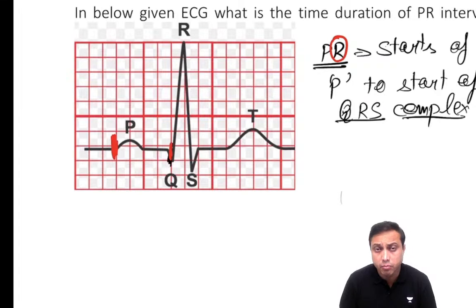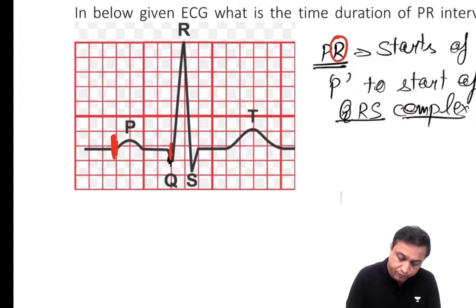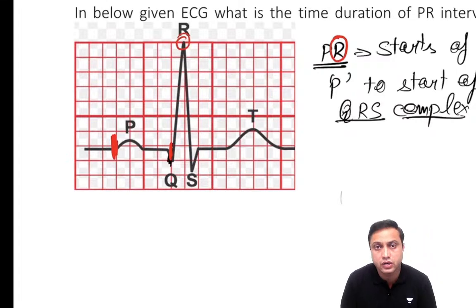See, basic literature says that when the ECG was discovered, the amplitude of the R wave was on a higher side, so it was easily visualized. So the people who invented the ECG gave it the name R. No much more scientific discussion on this. This is the basic fundamental you have to remember: it starts from the P to the start of the Q wave.